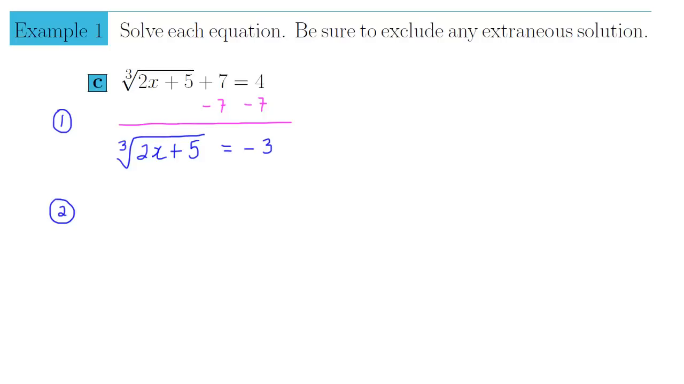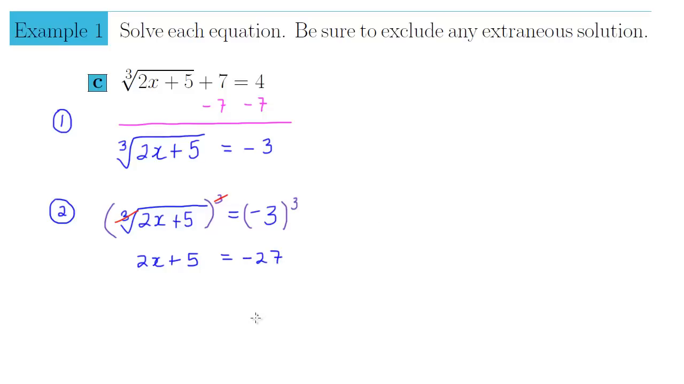So let me write it out. So when we cube both sides of our equation, the cube root and the cube reverse each other, leaving us with whatever was underneath the radical. So 2x plus 5 in this case. On the right side, we have to cube negative 3. So negative 3 times negative 3 times negative 3 is going to give us negative 27 if we multiply it out.